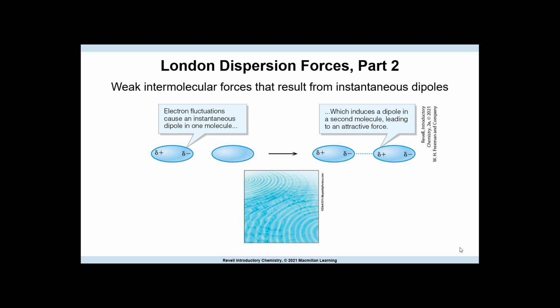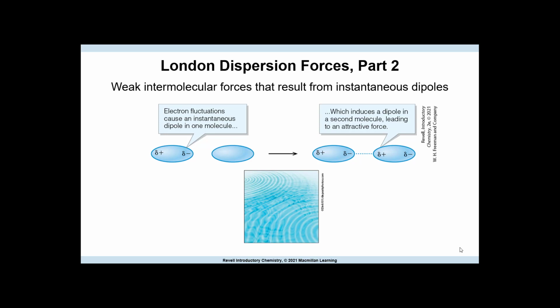These rapidly changing dipoles affect the surrounding molecules. A slight buildup of negative charge on one molecule will push the electron density away on a neighboring molecule. The result is a dipole on the second molecule and an instant attraction between the two molecules. So basically, this happens within a blink of an eye.